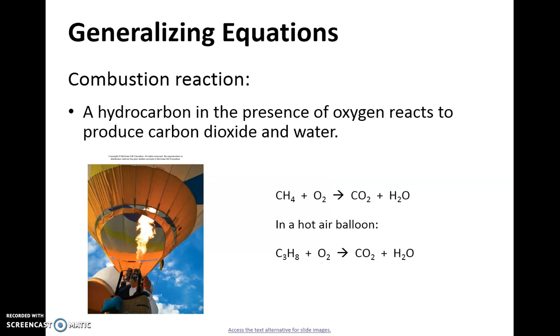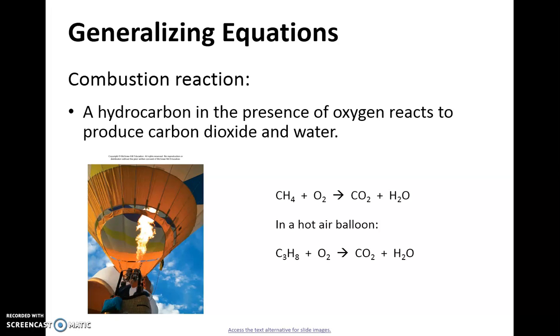Alright, so now what we want to do is generalize equations, because there are different kinds of reactions that happen with different elements, but they kind of do the same thing, if that makes any sense. Okay, so first off, we're going to look at a combustion reaction.